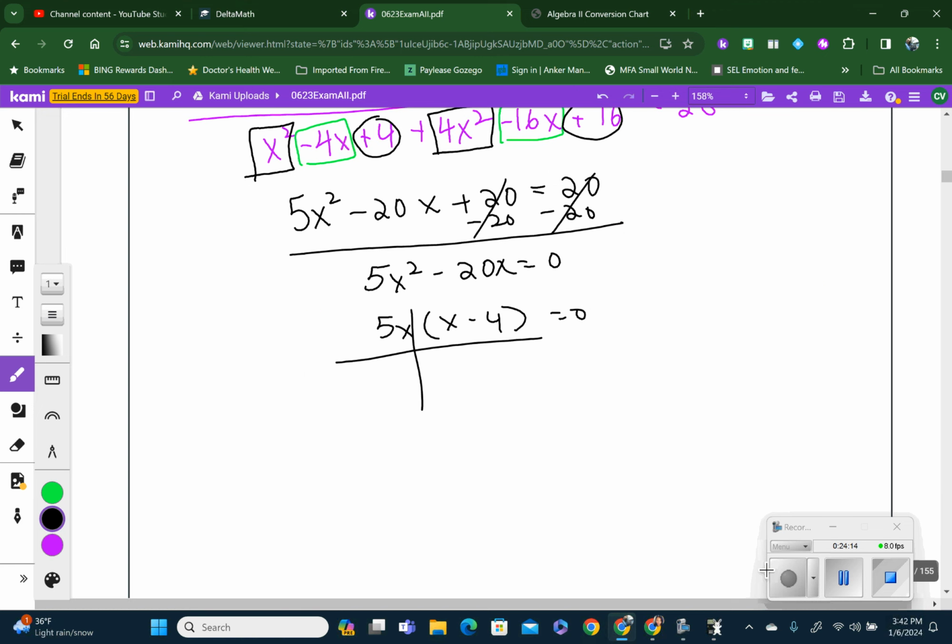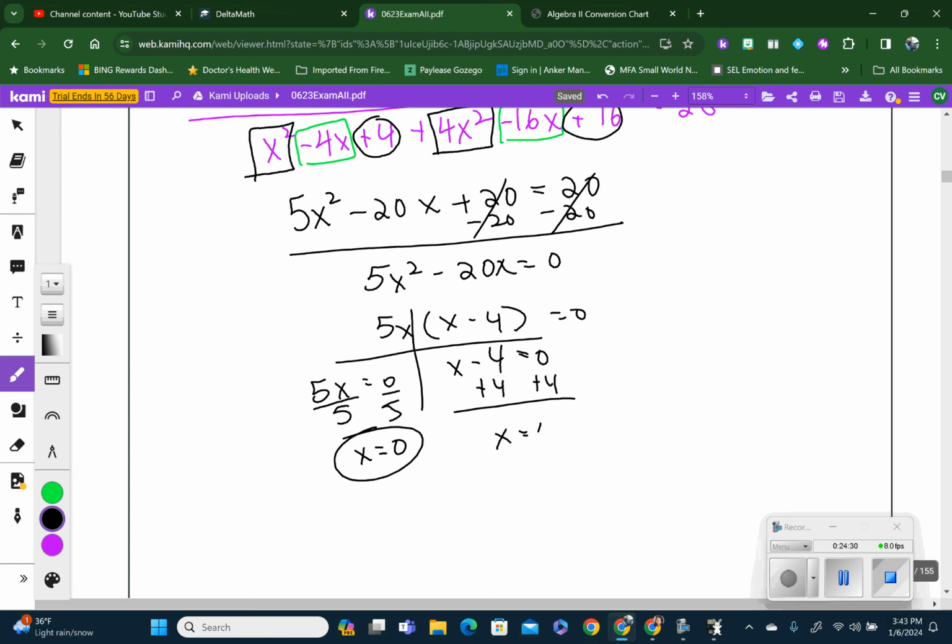Set each of these equal to 0. So 5x equals 0, x minus 4 equals 0. Divide both sides by 5, and I get x is equal to 0. Okay, so that's one of my answers. Over here, add 4, or switch the sign, and I get x equals 4.